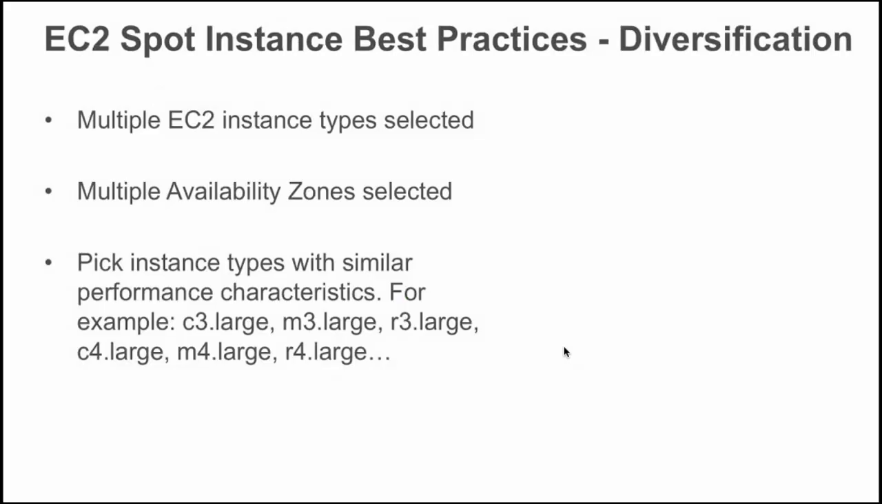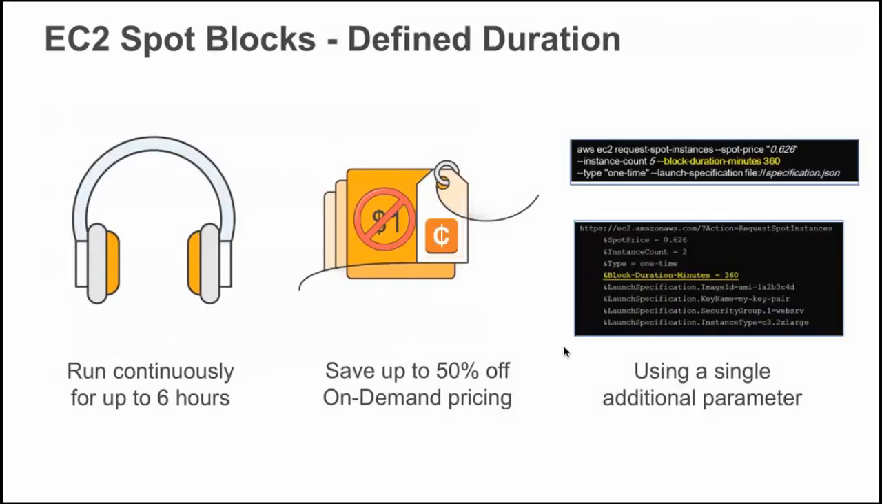Another best practice when it comes to spot instances would be diversification. If you can select multiple instance types and multiple availability zones, in the case of an EMR managed workload, perhaps you want to pick instances that are similar in terms of performance. So for example, if you know that larges in general yield the performance that you need, maybe diversify across C3 large, M3 large, C4 large, M4 large, R4 large, etc.